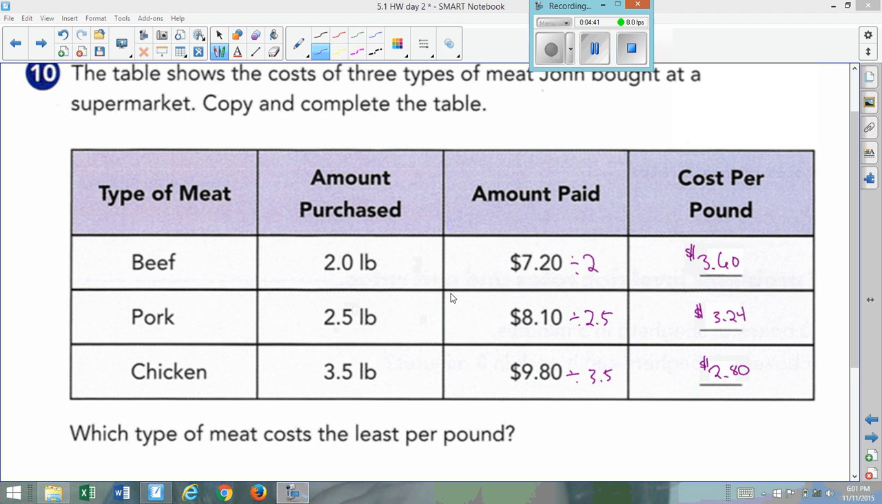So what I did here was I took $7.20 and I divided it by 2 and I got $3.60 per pound for beef. $8.10 divided by 2.5 equals $3.24, and chicken $9.80 divided by 3.5 pounds, you get $2.80. So what type of meat costs the least per pound? It is chicken.